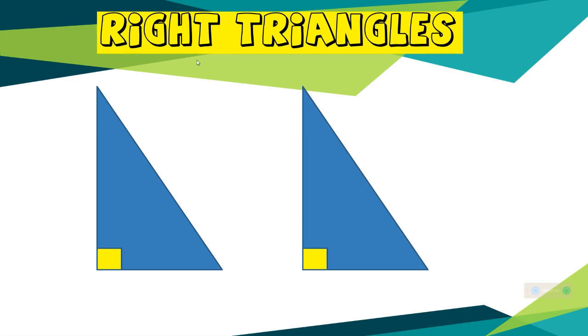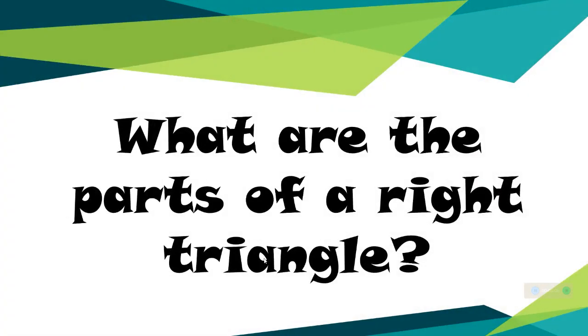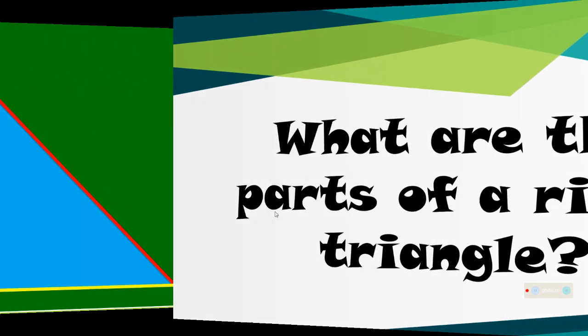As we have on our previous videos, when we say right triangle, it is a type of triangle wherein one angle measures 90 degrees, like these two triangles. To proceed, let us discuss the parts of the right triangle. What are the parts of a right triangle? Do you have any idea? If you don't, let's proceed.